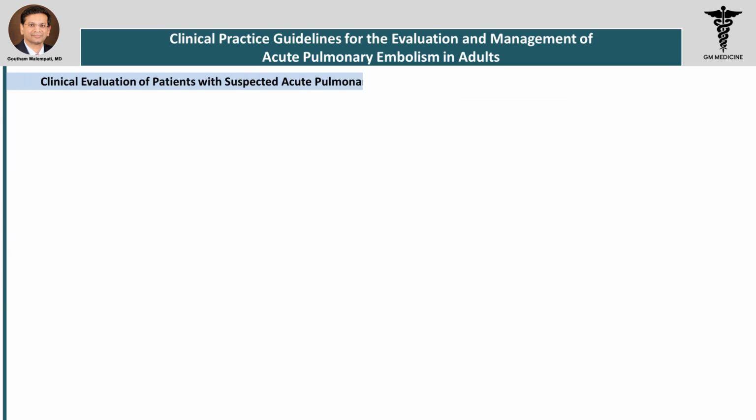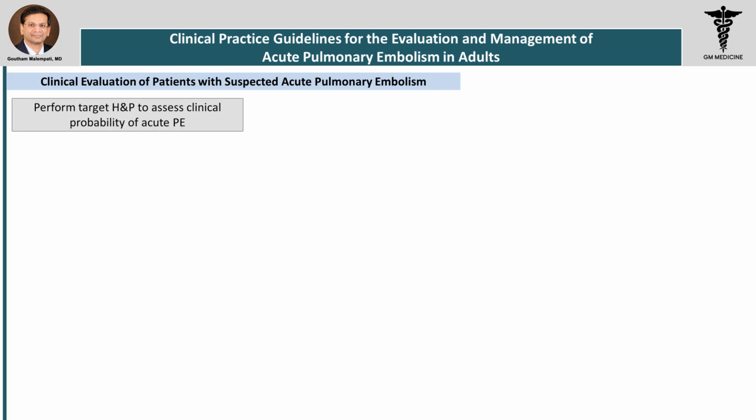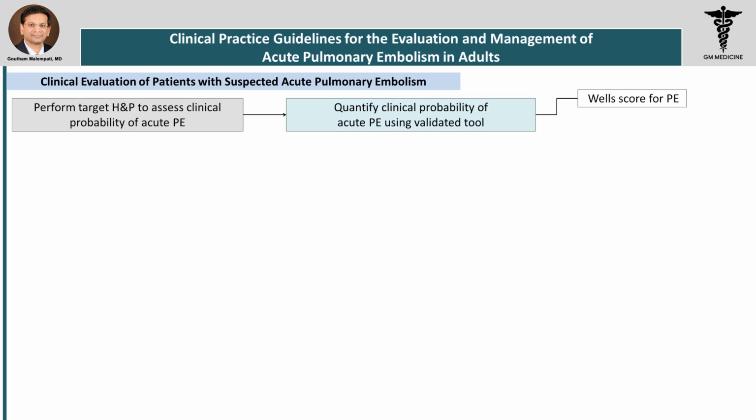Clinical evaluation of patients with suspected acute pulmonary embolism. Perform targeted history and physical to assess clinical probability of acute pulmonary embolism. Quantify clinical probability of acute pulmonary embolism using a validated tool such as Wells score for PE and PE rule-out criteria, which will be discussed in the next slide.